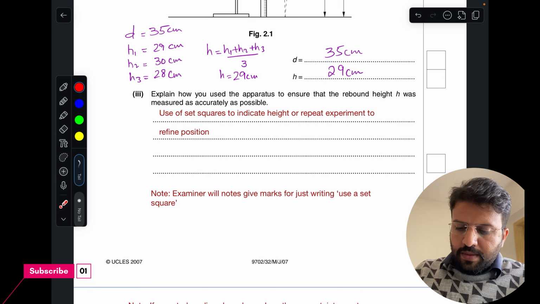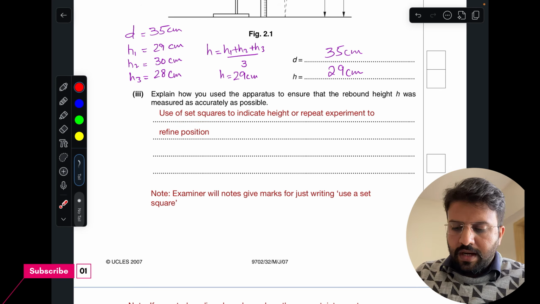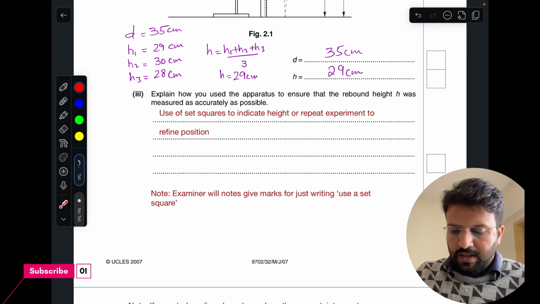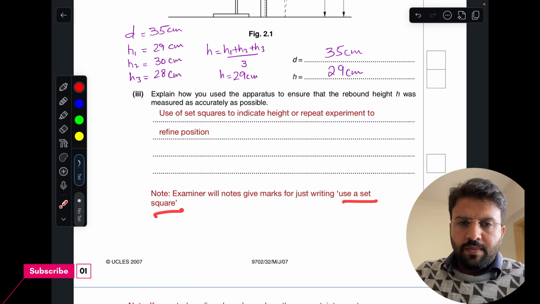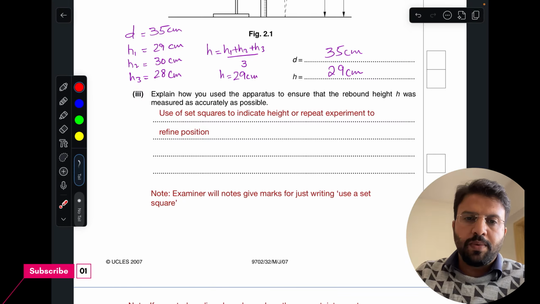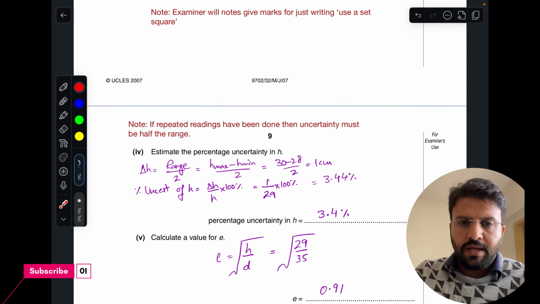Explain how you use the apparatus to ensure that the rebound height H was measured as accurately as possible. We can use a set square to indicate height, or we can repeat the experiment, as we have done, and take multiple readings. The examiner will not give you the marks if you just write down use a set square. You have to write properly that you are using the set square for measuring height.